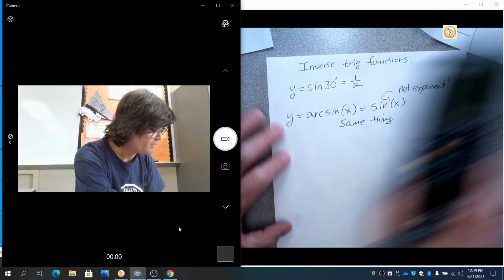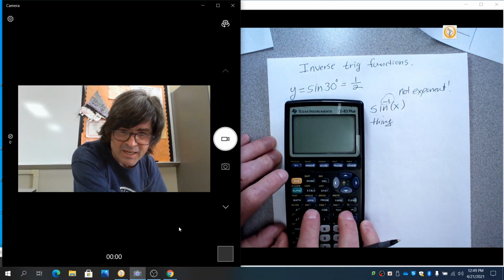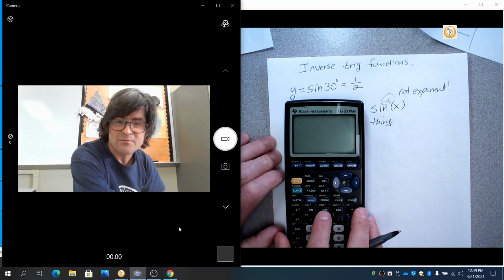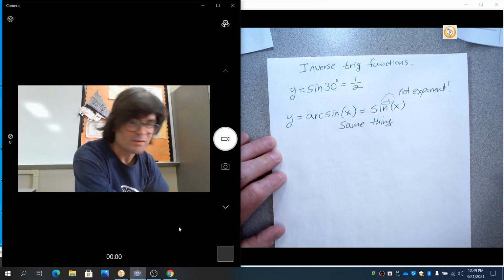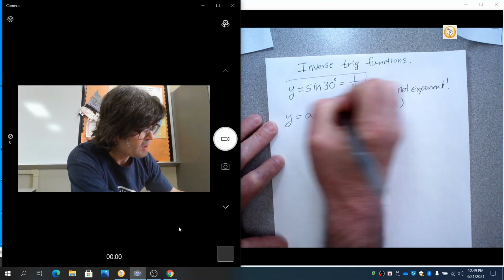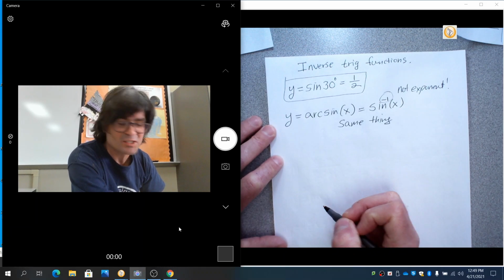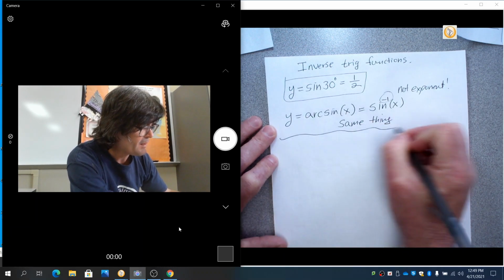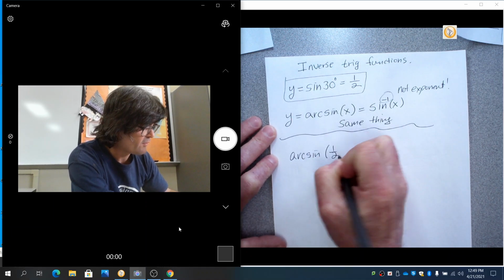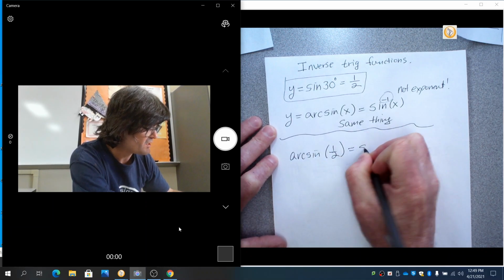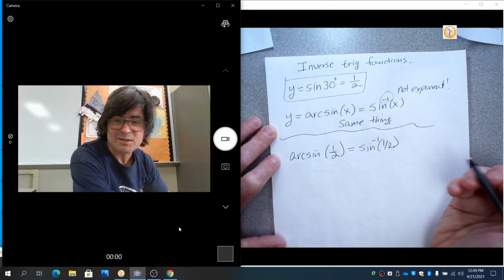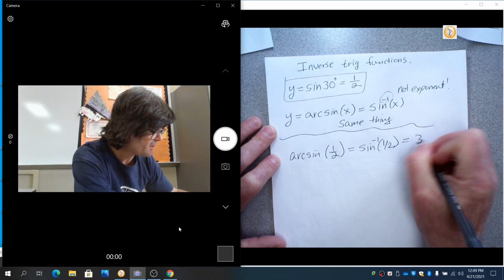On the calculator, you have this little sine -1. That is the inverse sine, arc sine. Same for arc cosine and tangent. So the way this works is, if you recall, the sine of 30 degrees is 1/2. You might be asked, what is the arc sine of 1/2? Or what is the inverse sine of 1/2? And the simple answer for now is 30 degrees.